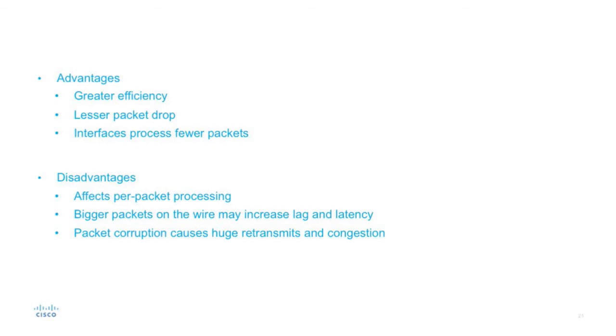And this is the last slide. I did see a lot of advantages and disadvantages as well. Obviously, greater efficiency, lesser packet drop, interfaces process fewer packets. The disadvantages: it affects per-packet processing a lot. If the interface has to walk deep into the payload, which is 9,000 bytes, then it becomes slow, even when Jumbo frame is enabled.